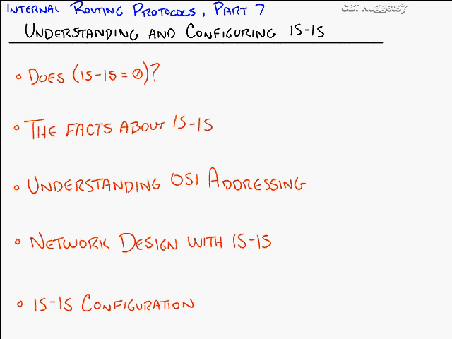Internal Routing Protocols Part 7, Understanding and Configuring ISIS. This nugget is going to be focused around what many people consider to be the strangest internal routing protocol out there, and that is intermediate system to intermediate system, or ISIS. And this, I think, is going to be the most traditional training nugget of this entire CCIE series.